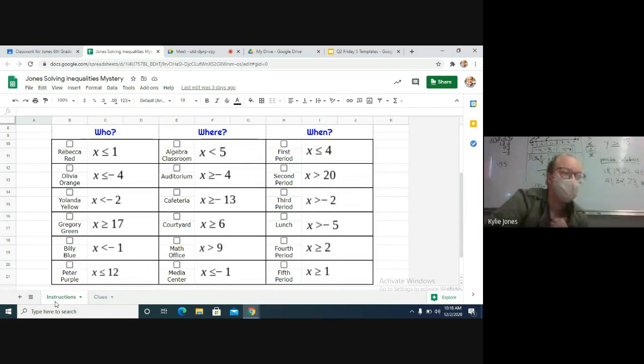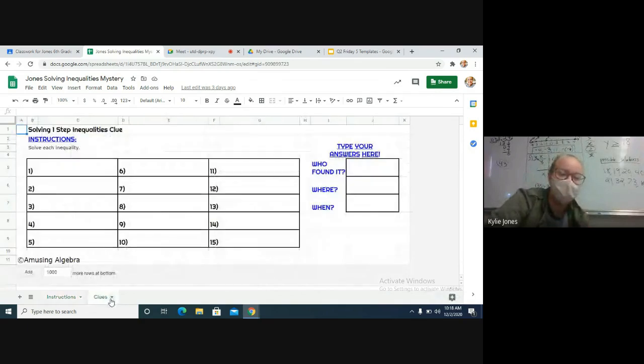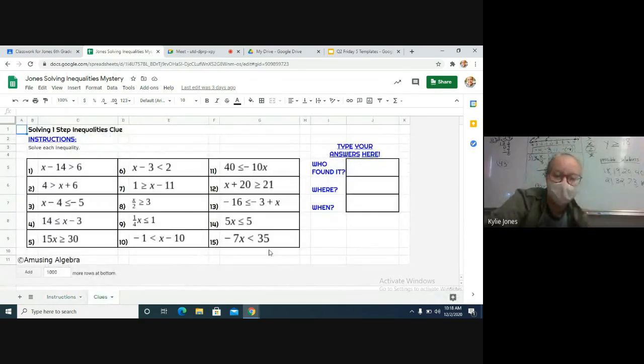Okay, instructions on the bottom, and then there's clues. If you click on the word clues, it takes you to another sheet that has the inequalities to solve on it. Okay? Do you guys see both sheets at the bottom? Instructions and clues. There's two of them. You can go back and forth between them.